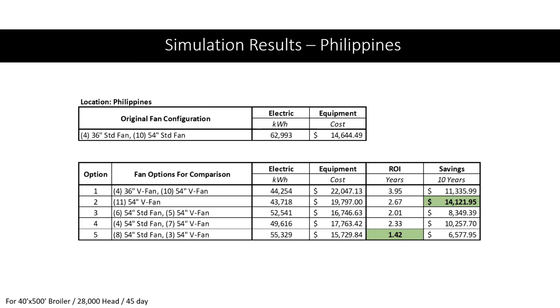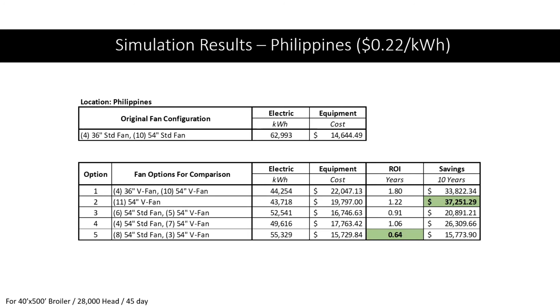One thing to consider too, all of the electrical savings that I've simulated here is at 10 cents a kilowatt hour, which is, I think, a fair average across the United States. But when we think about the Philippines, we actually have 22 cents per kilowatt hour. So now when we look at a hot climate and we look at the potential 10-year electrical savings, it is a huge potential for savings by having all variable speed fans. Really great return on investment.